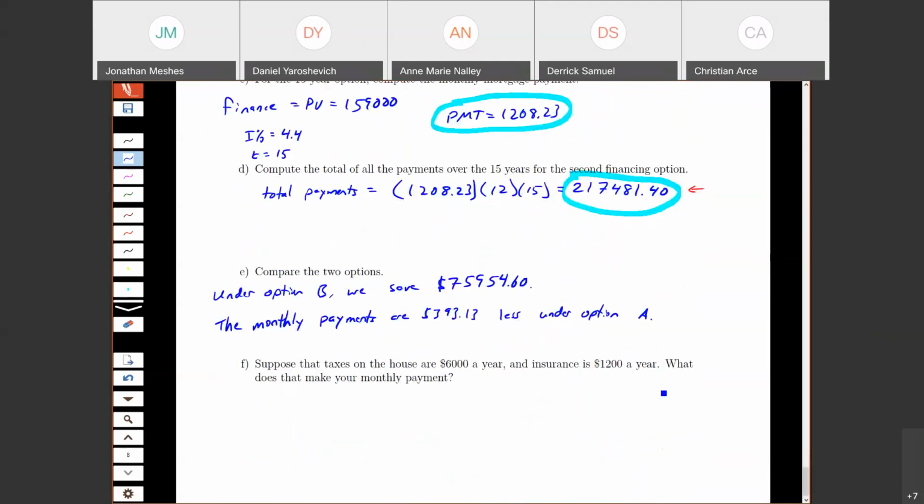Okay, one last thing. Suppose that taxes on the house are $6,000 a year and insurance is $1,200 a year. What does that make your monthly payment? So what happens is that if I add those up, right, $7,200 per year, and I divide that by 12, I end up with $600 per month.